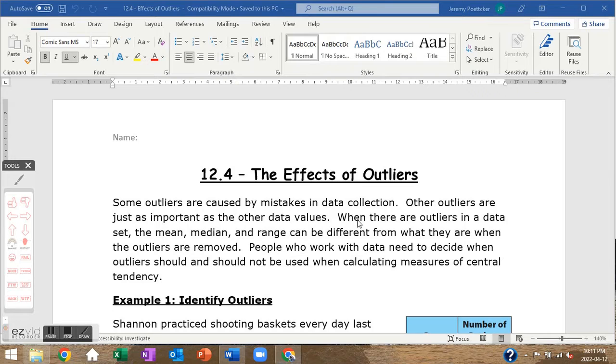Now, we've got to remember, when there are outliers in a data set, the mean, median, and range can be different from what they are when the outliers are removed. People who work with data need to decide when outliers should and should not be used when calculating measures of central tendency. So let's take a look here.